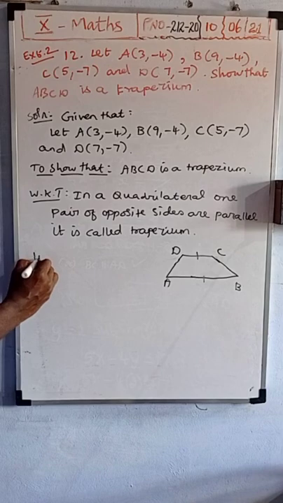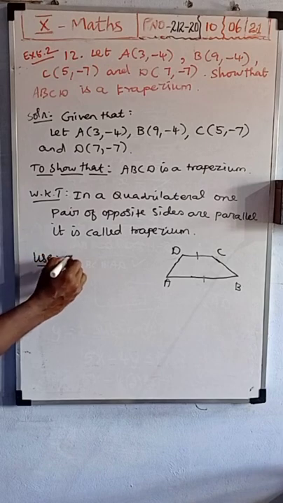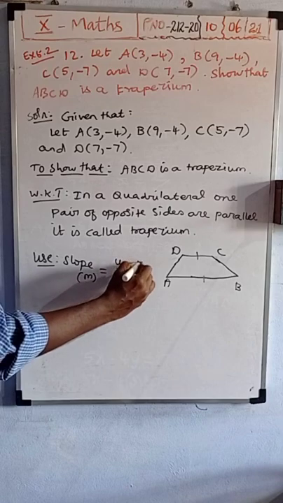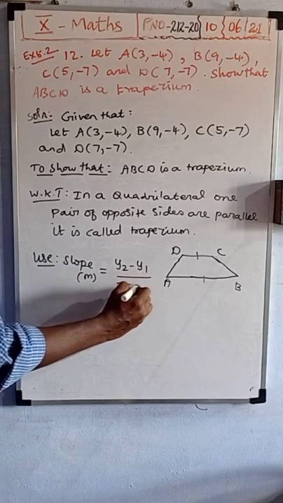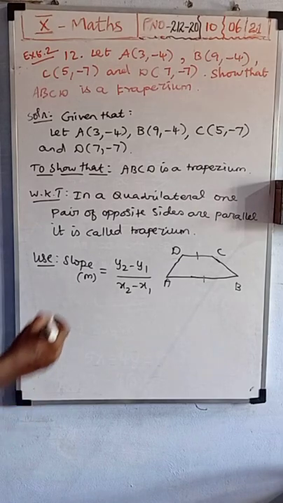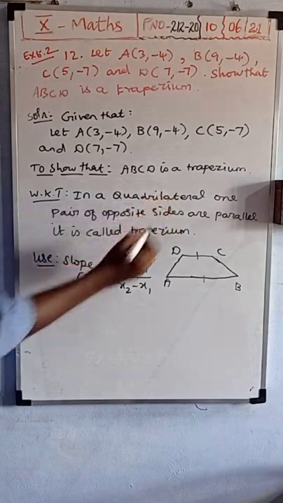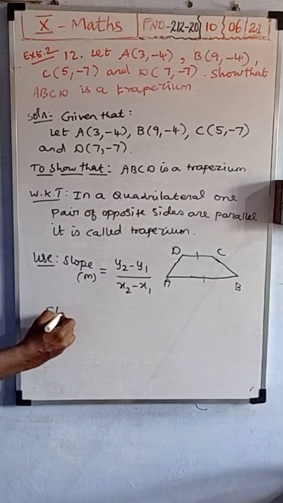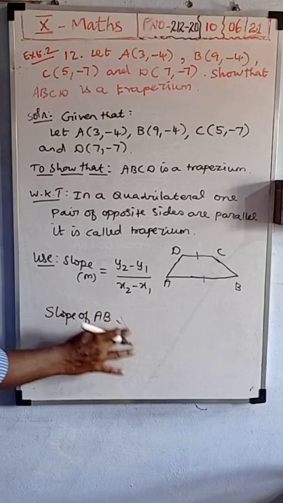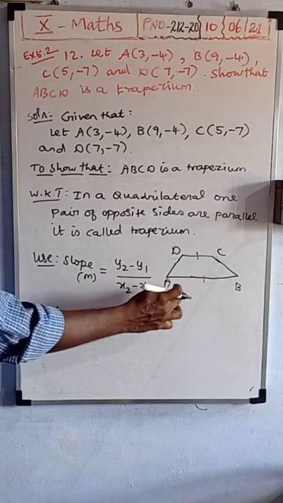Now use the slope formula. Slope m is equal to y2 minus y1 by x2 minus x1. Now for opposite sides AB and CD, we want to find the slope. At the same time, for BC and AD we want to find the slope. Okay, after that we will check whether it is a trapezium or not. Now slope of AB.